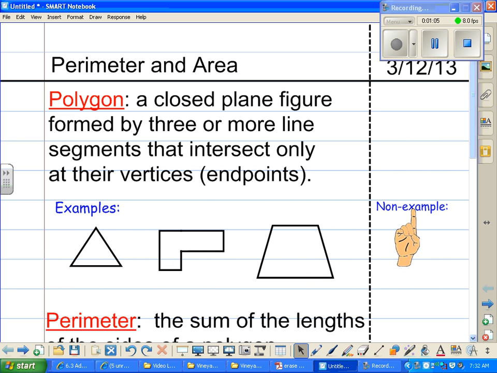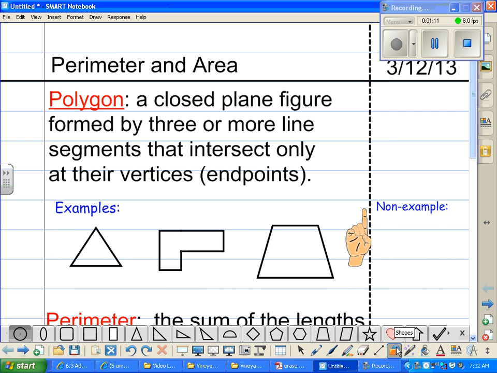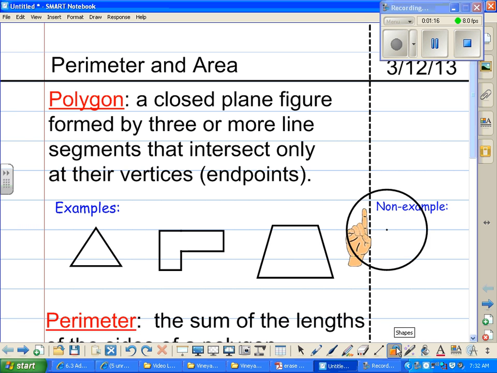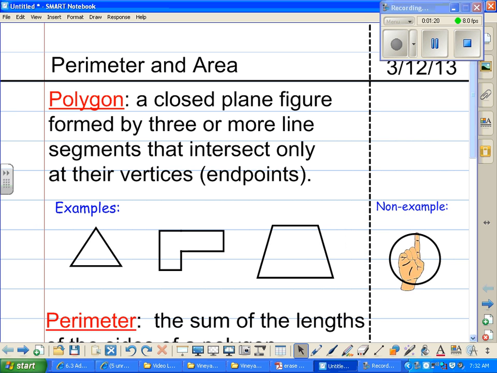Now, what's a non-example of a polygon? A non-example of a polygon would mean that there are no vertices. Can you think of a figure that has no vertices? Well, how about a circle? A circle has no vertices, are there? So this is not considered a polygon.